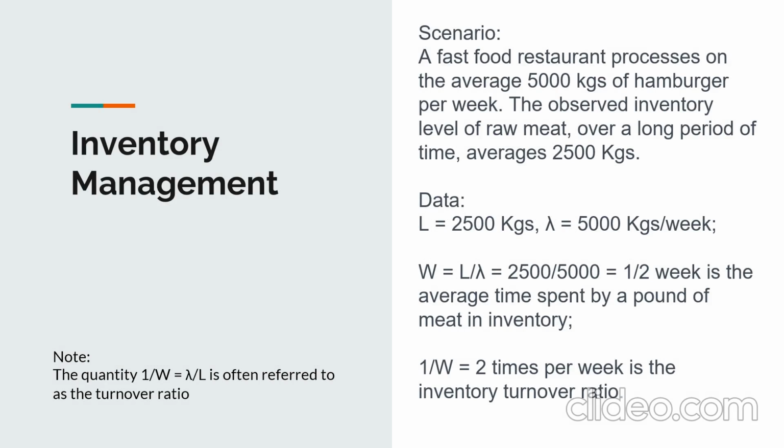We have been given a scenario. A fast food restaurant processes on average 5,000 kgs of hamburger per week. The observed inventory level of raw meat over a long period of time averages 2,500 kgs. The rate λ is given to us as 5,000 kg per week, and 2,500 kg is the average number of items in our queuing system, which is L. Lambda and L being known, we can calculate the turnover ratio, which is λ/L, and it comes out to be 2 times per week.